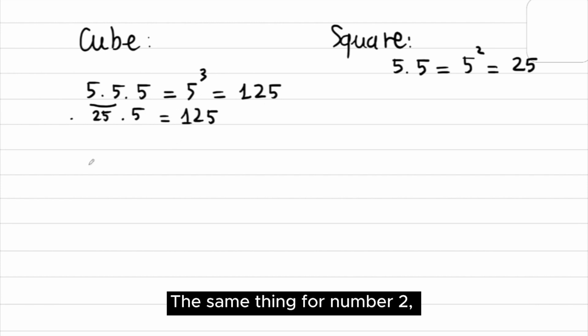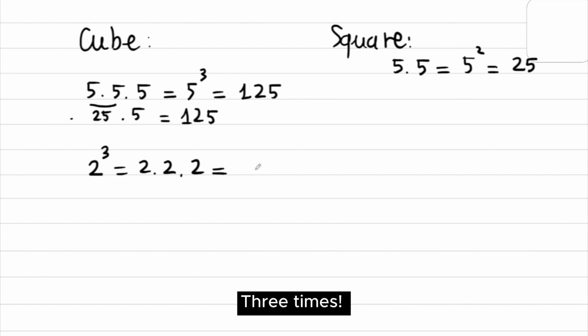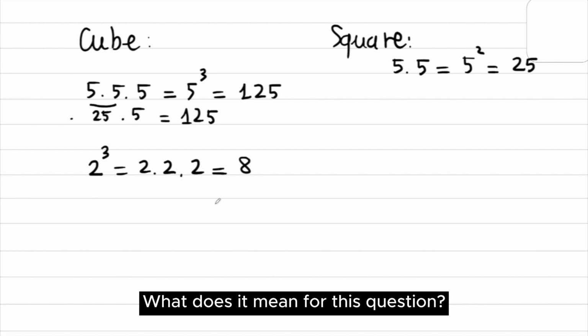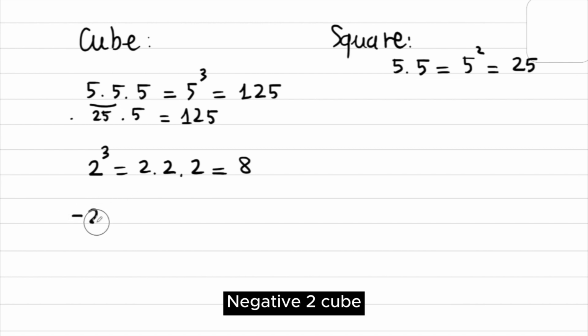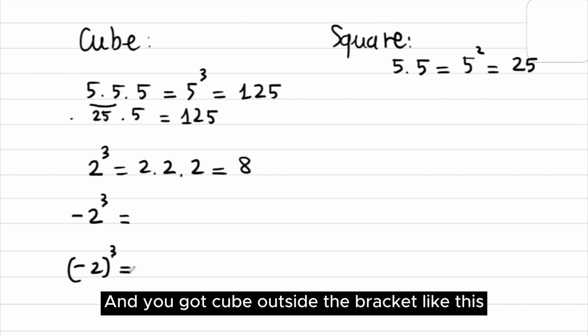The same thing for number 2. You get 2 cubed, which means 2 times 2 times 2, 3 times, and then you get 8. A little easy for calculating, but how about another way of writing? What does it mean for this question? Negative 2 cubed, and negative 2 inside the bracket with the cube outside the bracket, like this.